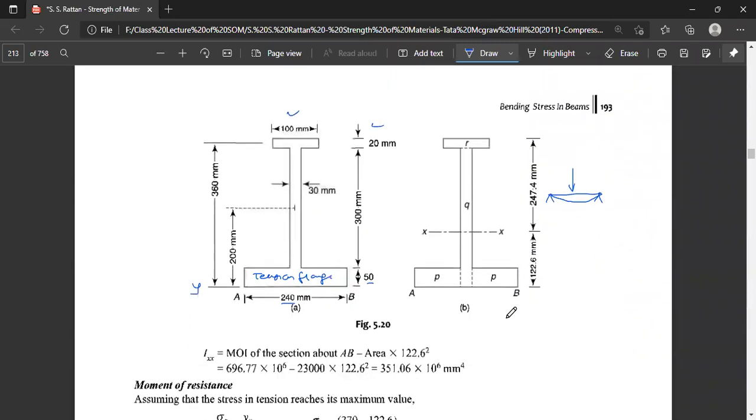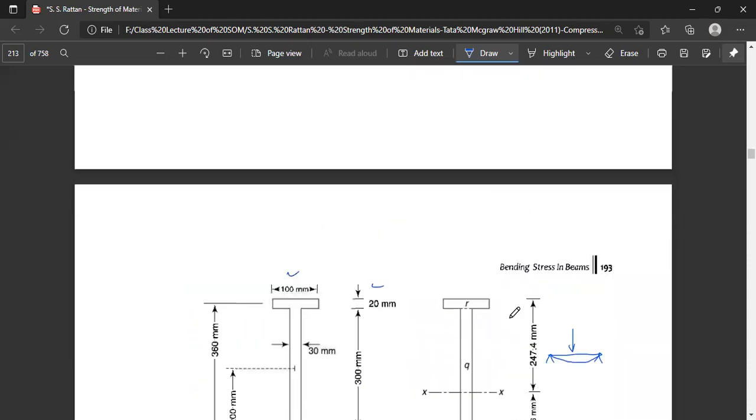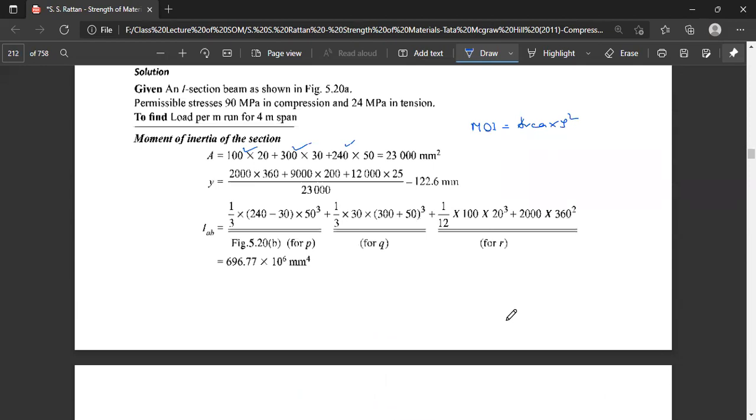In order to find the moment of inertia, this is the axis AB. We have to find the moment of inertia about this axis, because this beam is simply supported and it is bent like this. So its moment of inertia is to be taken about this axis over which it is being bent. So first of all, we have to find the value of y.